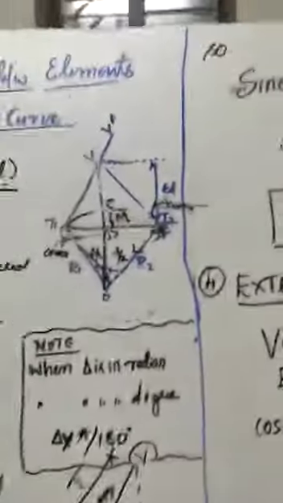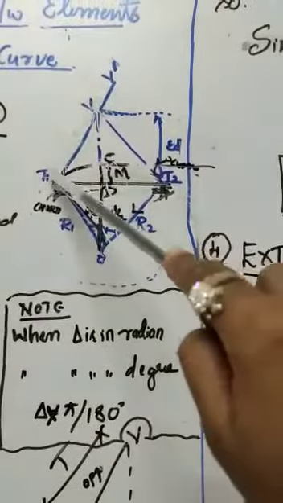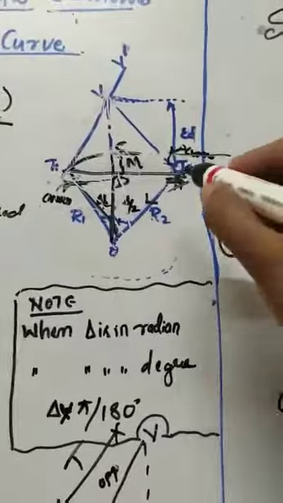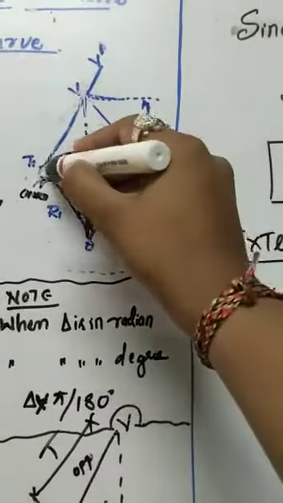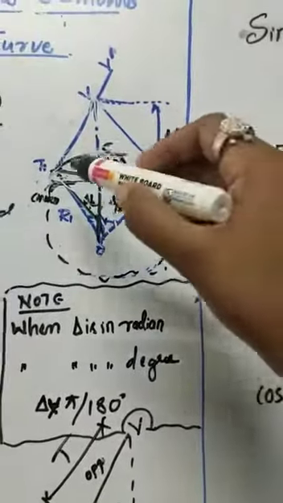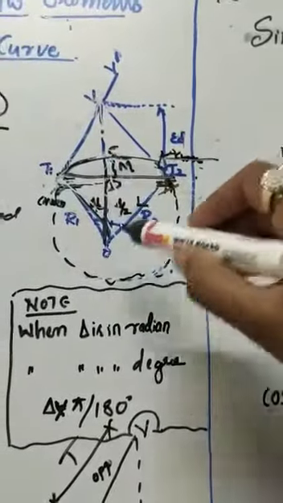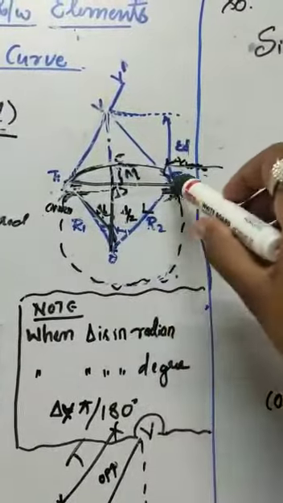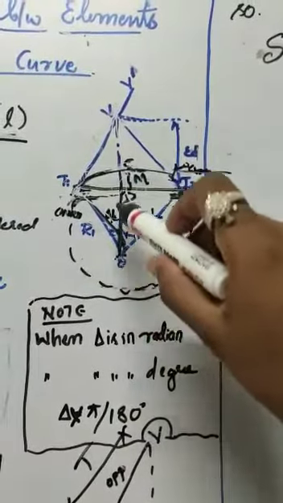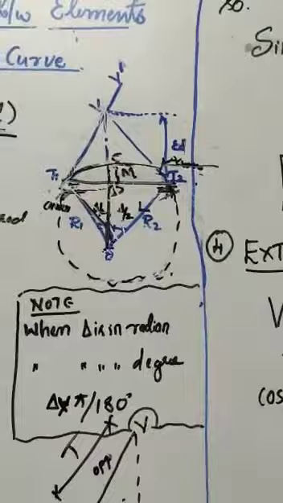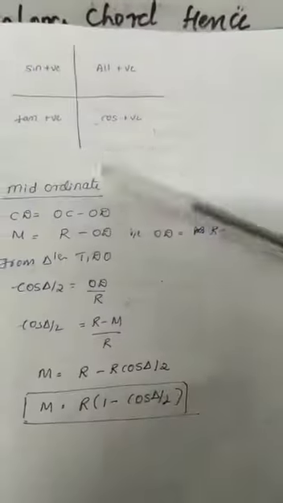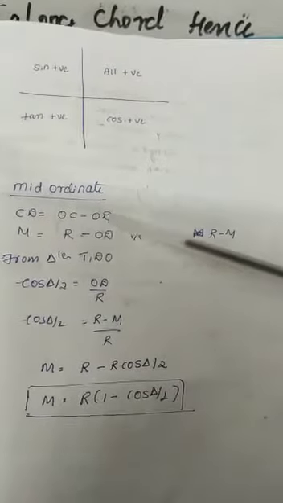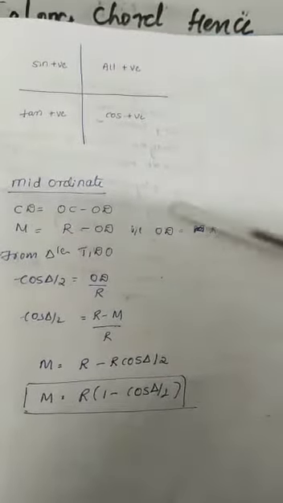Why? See, if this is considered as a circle, if this is your arc, this is your center point, OT1 is radius, OT2 is radius, in the same way OC is also radius. So the value of OC is taken as R minus OD. So if you want OD, it becomes R minus M.